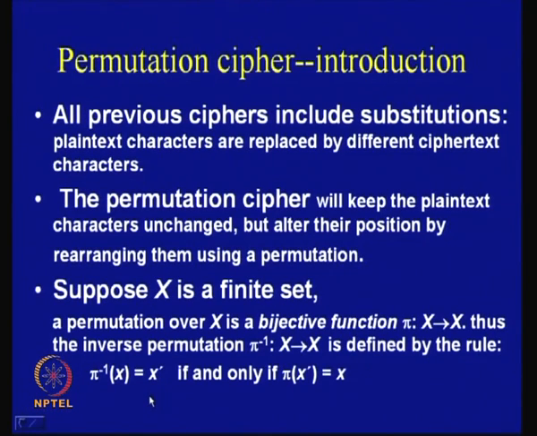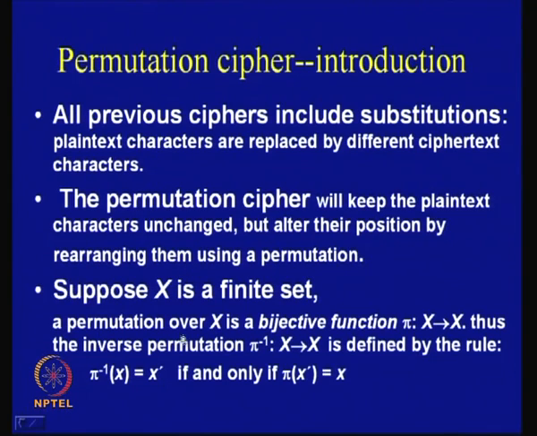A slight extension of this is called a permutation cipher. All previous ciphers include substitutions, where you take a plaintext character and replace it by a different ciphertext character, which also forms a very important component of modern ciphers. The other component is the permutation cipher, which keeps the plaintext characters unchanged but alters their position by rearranging them using a permutation.